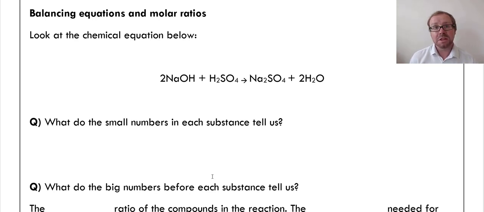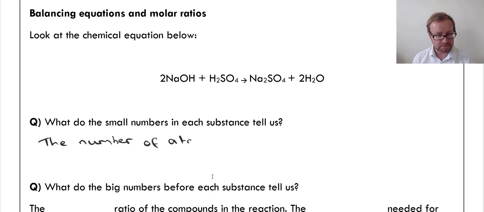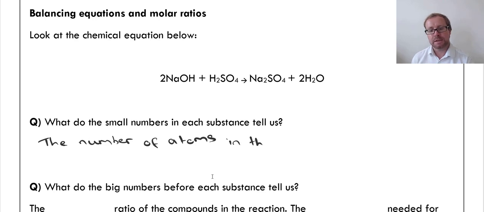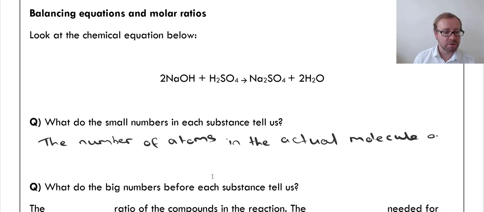Okay, so the small numbers in each substance tell us the number of atoms in the actual molecule or compound. I'm going to write molecule or compound. There is a slight difference, but I might interchange between them. We don't need to worry too much about that at the minute.